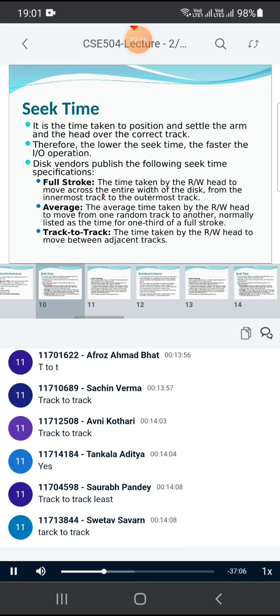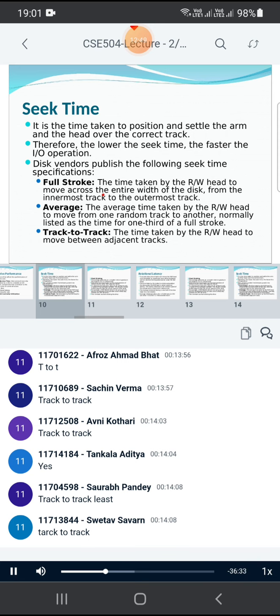In the second case, we are talking about any random tracks. Let us suppose the head needs to move from track number 30 to track number 52, or maybe from track number 20 to track number 30. Any random tracks. Track to track is when the head needs to move between adjacent tracks. So it will be always 20, 21, 34, 35, 72, 73. So in the third case, seek time would be least, because the head just needs to move to the very next track.